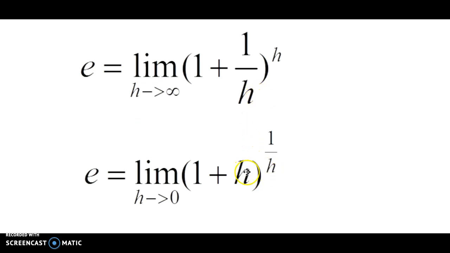Now, because this one has a limit as h approaches 0, which is similar to our limit definition, remember that was very similar, the limit as h approaches 0 of f of x plus h minus f of x all over h. We're going to really focus on this one, but I just want to make sure you guys are aware that these are really similar and they both equal e. Okay, so what is the derivative of e to the x?